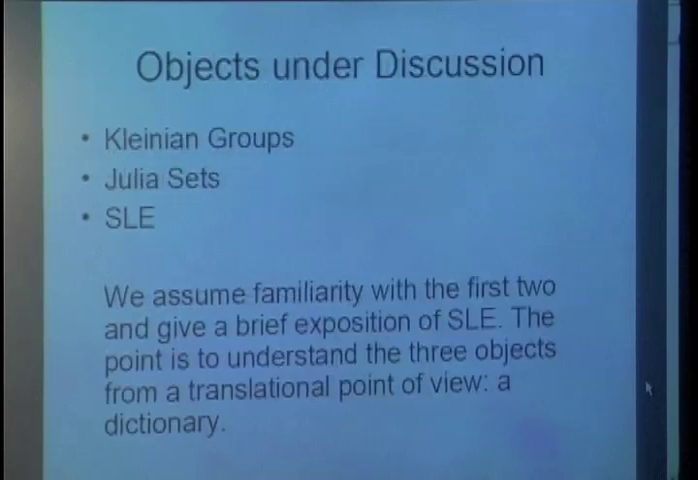Okay, so let's set the stage. We're going to have three objects under discussion here. One is Kleinian groups. The second one is rational dynamics. I just put down Julia sets. I don't insist on Julia sets, but things related to Julia sets with rational dynamics. And stochastic Loewner evolution, or SLE. So I will give a definition in a minute and draw a picture.